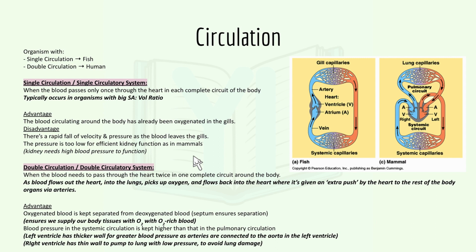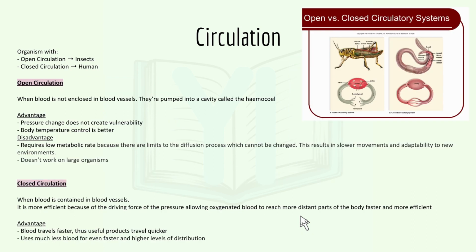Mammals, like humans, use a double circulation system, the advantage of which is that oxygenated blood is kept separated from deoxygenated blood, and blood pressure in the systemic circulation is kept higher than in the pulmonary circulation. Then we have open circulation and closed circulation, as we talked about just now. You can have a read for insects and humans, and the advantages and disadvantages, and the advantage for closed circulation.